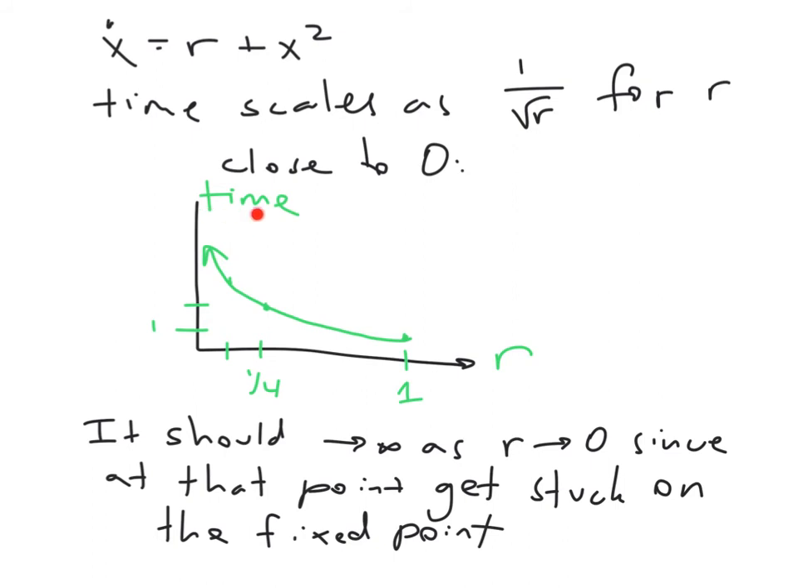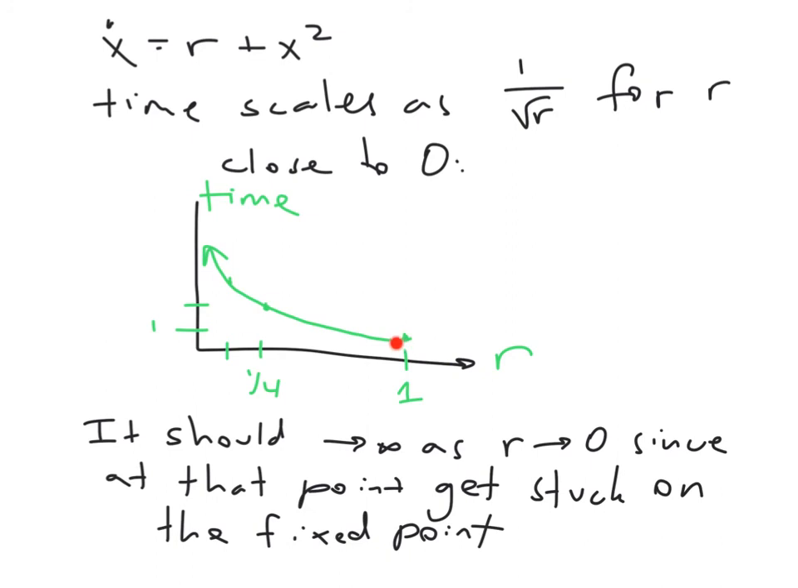Here's r, and here's the amount of time it will take to get through the bottleneck, and it diverges as we approach r equals 0, as you can see from the form of this equation, and so it's just going up like that. And we expect that. It should go to infinity as r goes to 0, since at the exact point where r hits 0 in this formulation, there's going to be a fixed point, and we're going to get stuck at the fixed point instead of actually being able to traverse from negative infinity to infinity in x. And so it'll take an infinite amount of time to get through because we never actually get through.